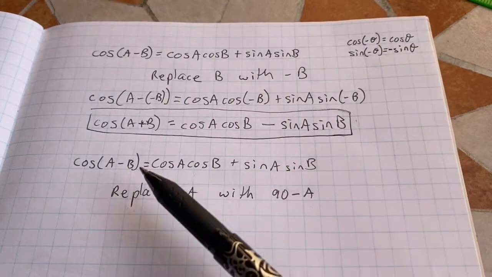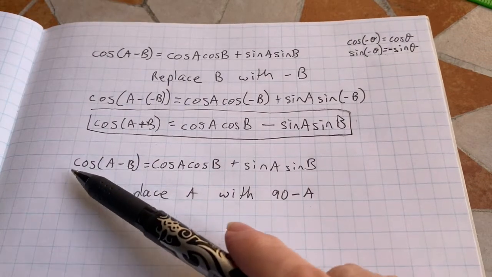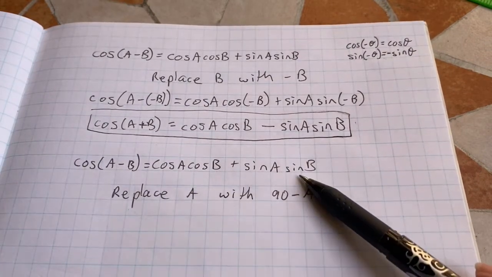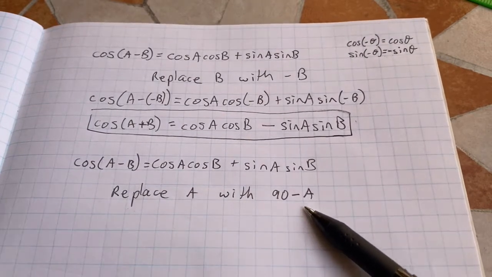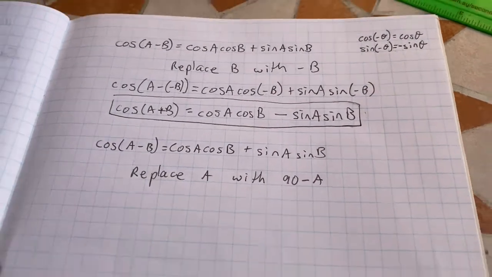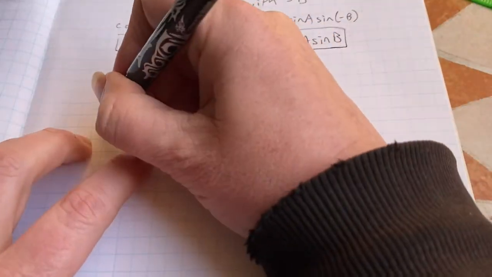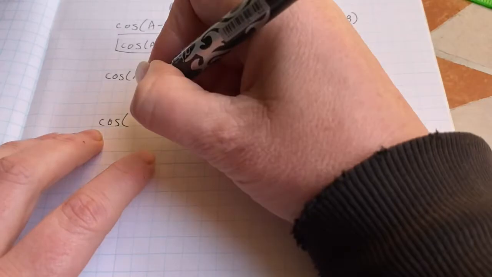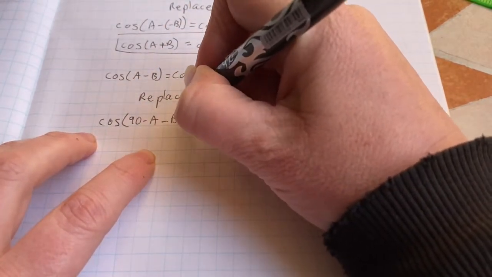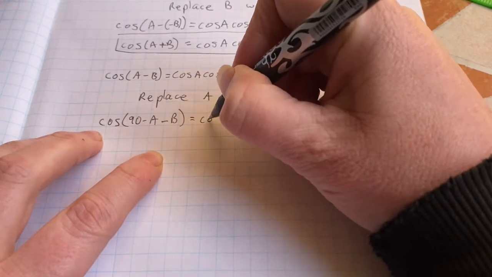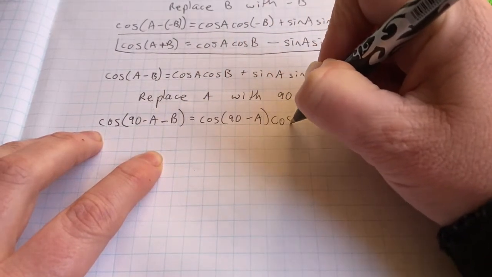Now I'm going to start proving the sine angle sum and difference formulas. And in order to do that, I'm going back to this formula again, and I'm going to replace A with 90 minus A. So I'm using those complementary angle results that we talked about in the last exercise. So the left-hand side, instead of A, I'm doing 90 minus A. There's still a minus B there. Equals cos(90 minus A) cos B.